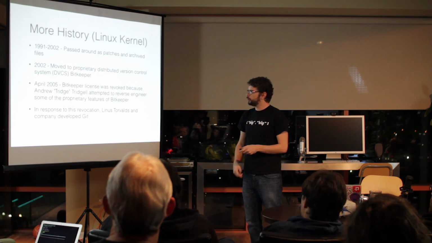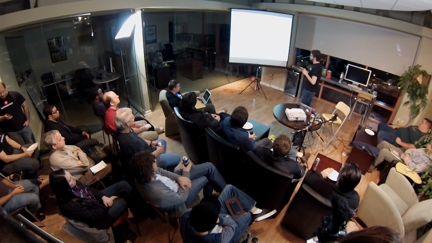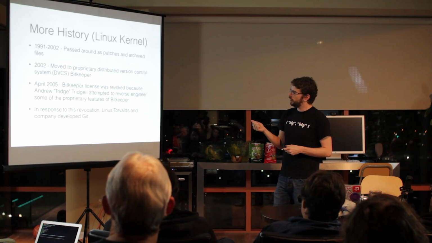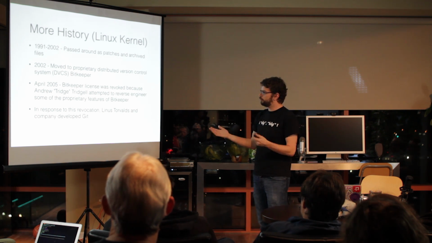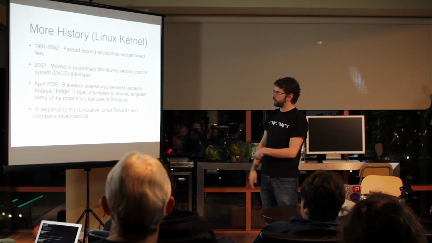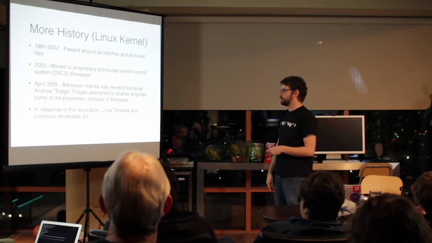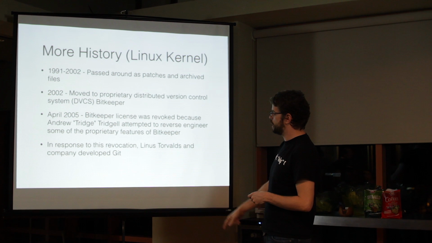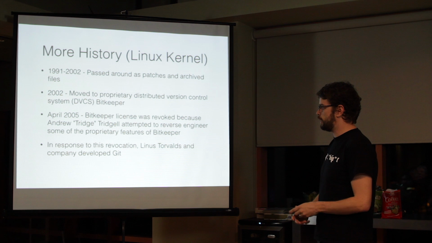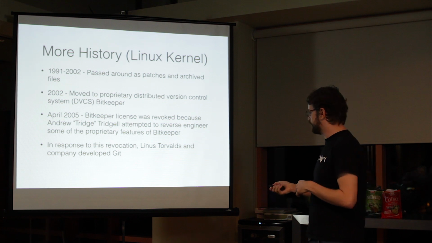Then in 2002, they moved to a proprietary system called BitKeeper. Richard Stallman had an issue with this because BitKeeper was a proprietary organization holding control over an open source project, and several Linux core maintainers shared his opinions. So this was a somewhat controversial decision. It was a distributed version control system, and a lot of the ideas from BitKeeper were incorporated into Git. That's pretty interesting.